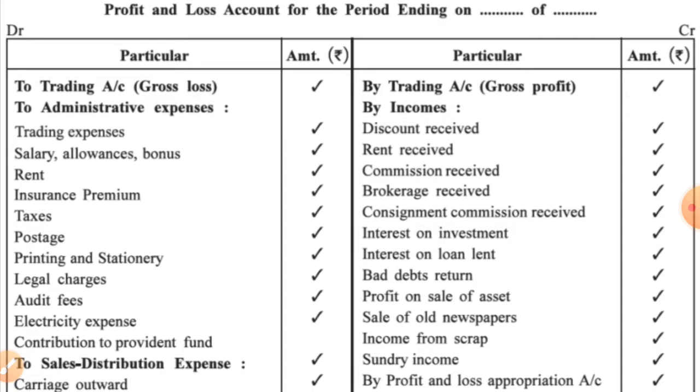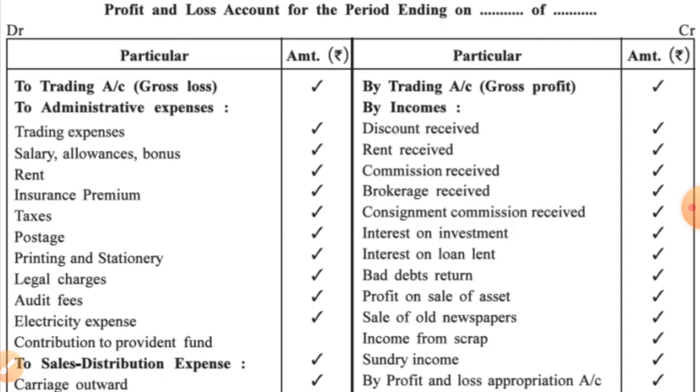Then afterwards, administrative expenses. It includes trading expenses, salary, allowance, bonus, rent, insurance premium, taxes, postage, printing and stationery, any kind of legal charges, audit fees. At the end of the accounting year, we have to check the books of accounts. For that, we give them to a chartered accountant for the audit. He will charge certain fees for doing the audit of the books of accounts, that is called audit fees.